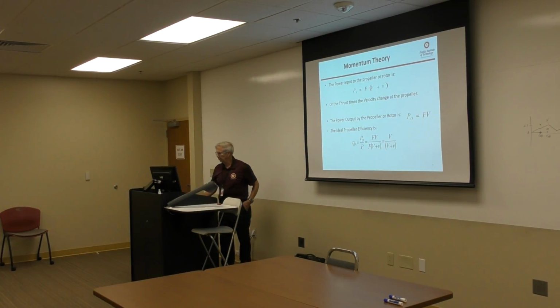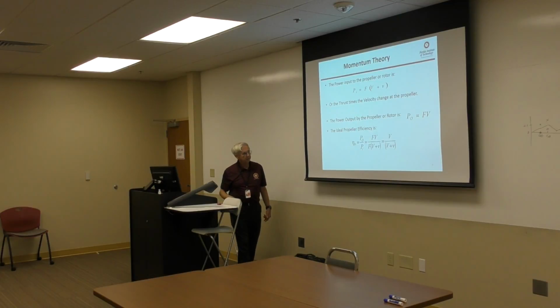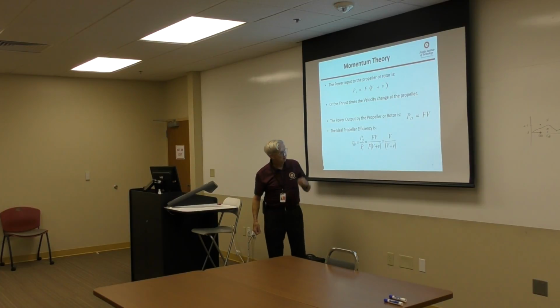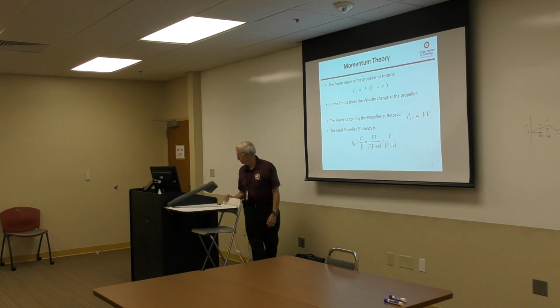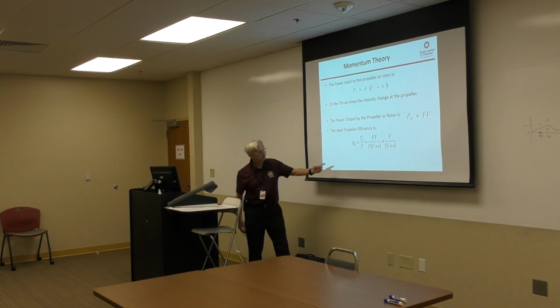And the input power to the propeller or rotor in this case is the force times velocity. And the output power is just the force times the velocity. So the efficiency then becomes the output over the input, and we can write that this way, and then it becomes the initial velocity over the initial velocity plus the jump across the propeller. Now, the thing about this is, that's going to be the best you can get.